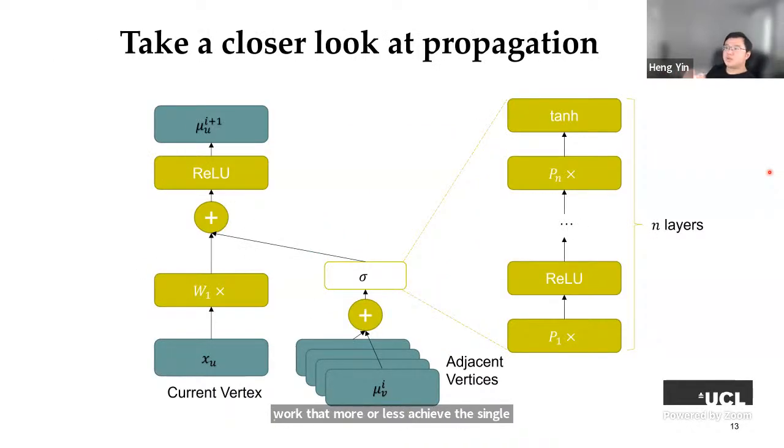So this is just a closer look at the propagation layer. Essentially, matrix multiplication plus a ReLU as the activation function, and then there are also n layers of nonlinear transformation.